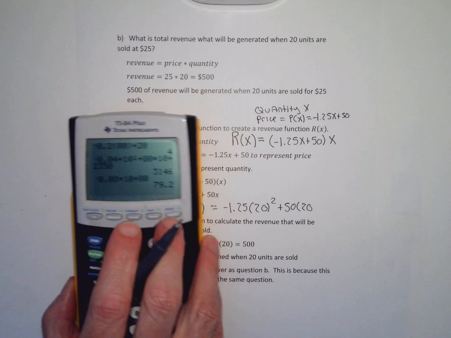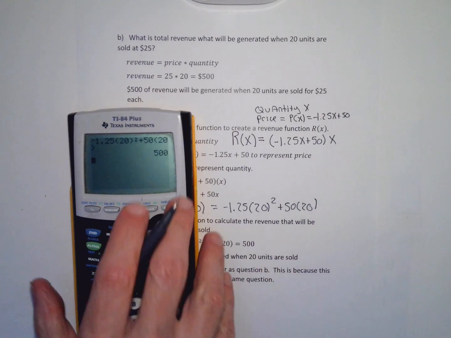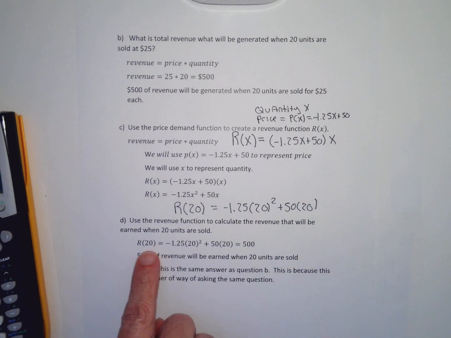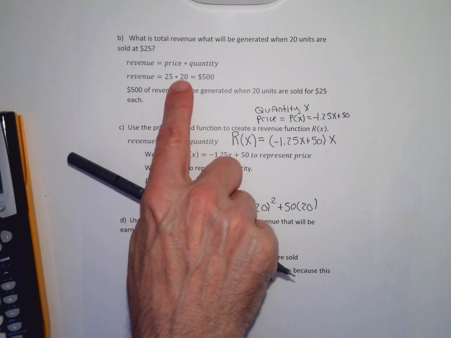When I do this on my calculator and do negative 1.25 times 20 squared plus 50 times 20, I get $500, which is exactly what I did in a backwards way here. So this says when I sell 20 units, I'm going to get $500 of revenue. It inherently calculates the price without telling me the price, doing it this way. So this is the same answer to part B because it's just another way of asking the same question. I get a little less information because I don't get the corresponding price that I did in the other way.